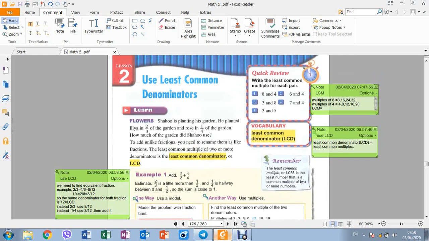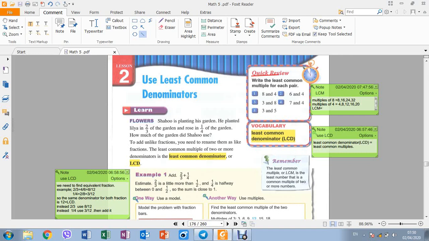Today we're going to talk about a new topic: using the least common denominator. What does least common denominator, LCD, mean? Now we will explain, but first, before we explain, I'm going to remind you of LCM with a quick review.